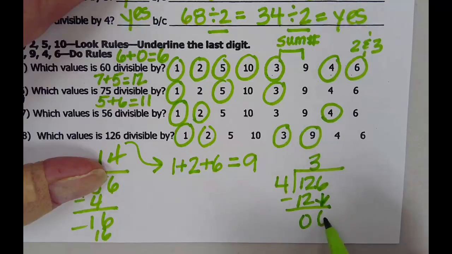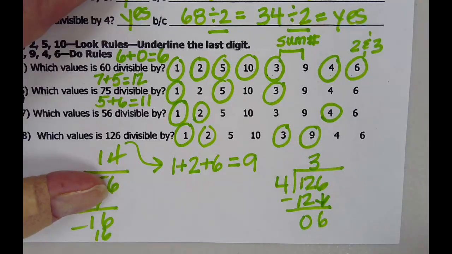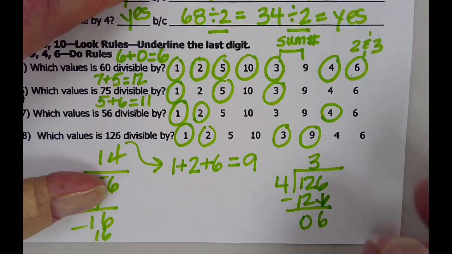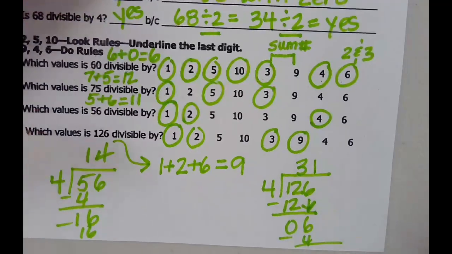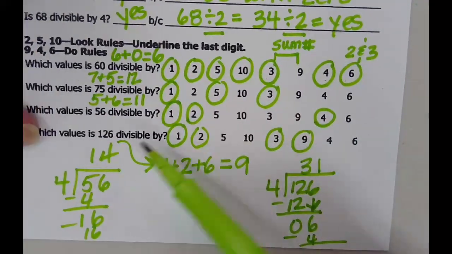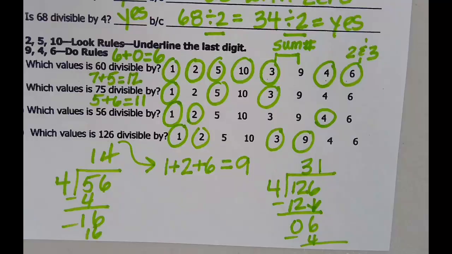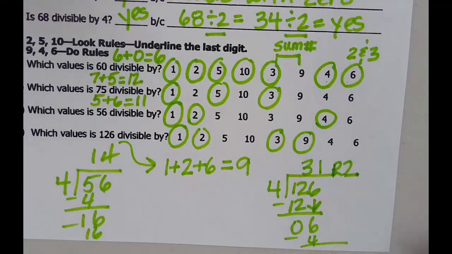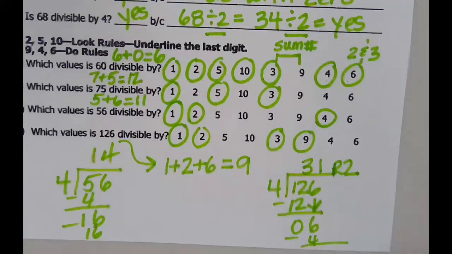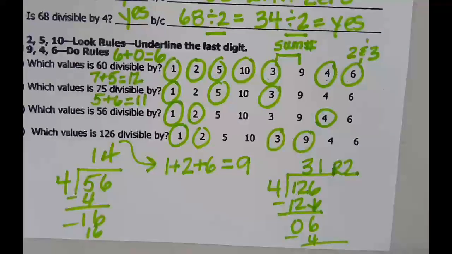I bring down the 6. How many 4s are in 6? 1. So when I multiply, do I have a remainder? I have 2. So does 4 go into 126 evenly? No. How do I know that? There's a remainder. If it's divisible, you can't have anything left over.